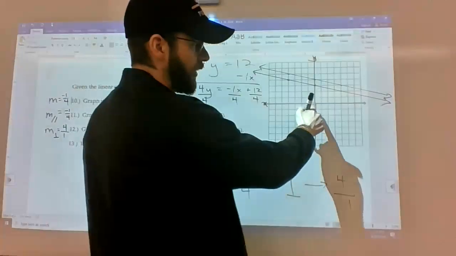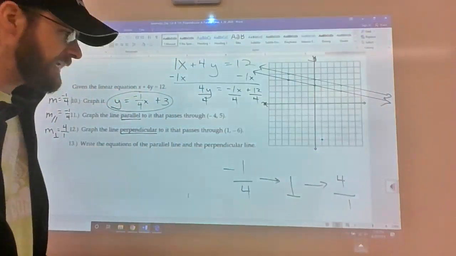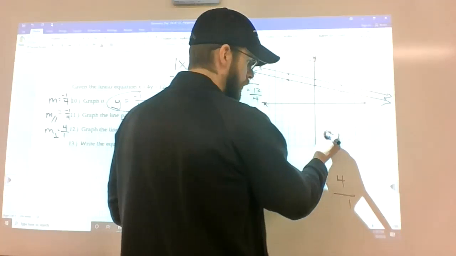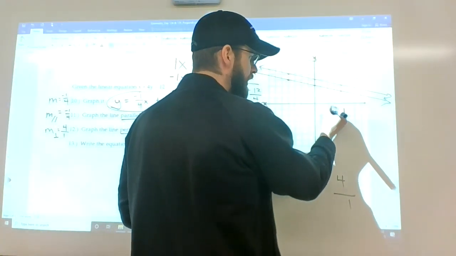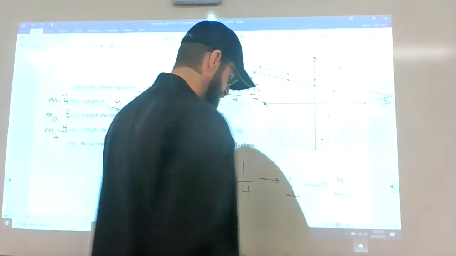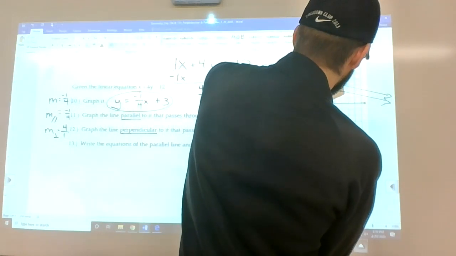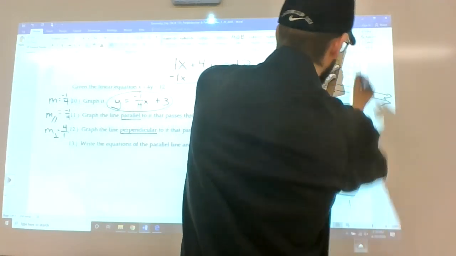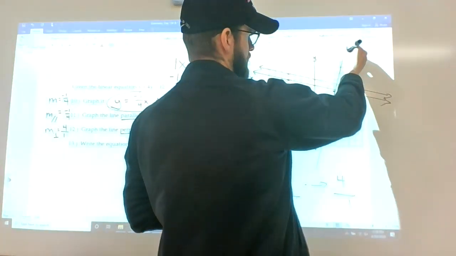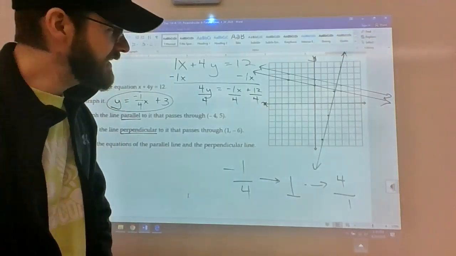Negative 6 is all the way down here. And you're going to climb 4 up, 1 to the right. 1, 2, 3, 4, 1. Not my best line there, kind of messed that up a little bit. But you get the idea.